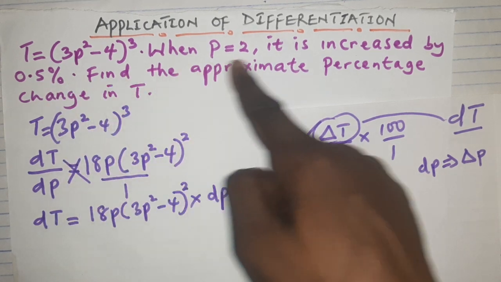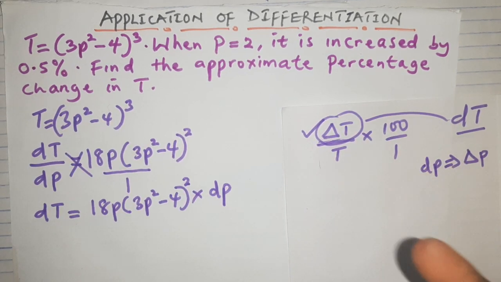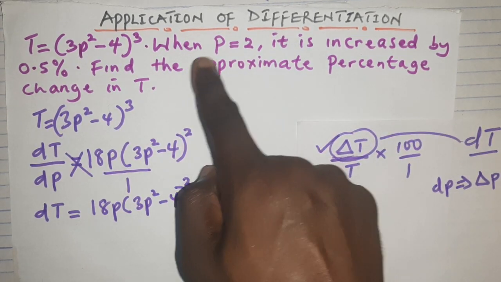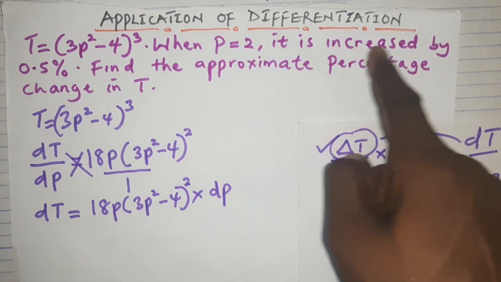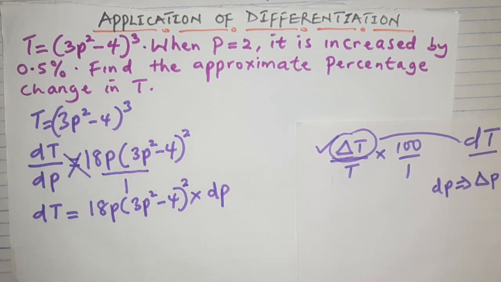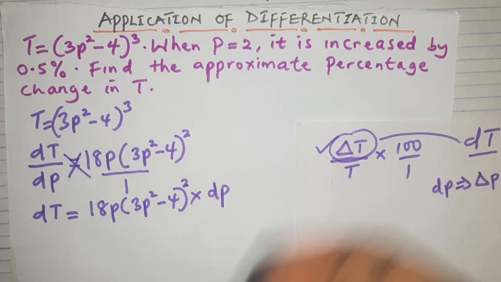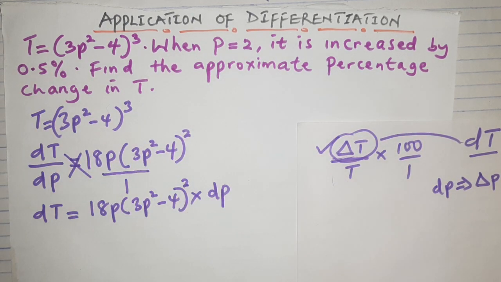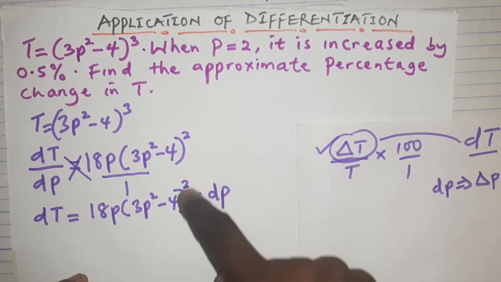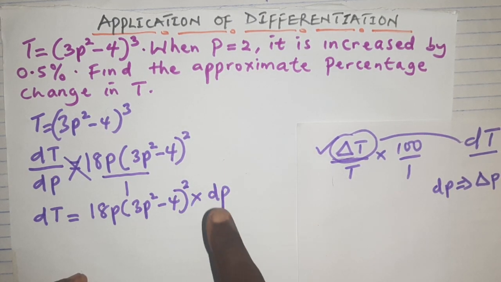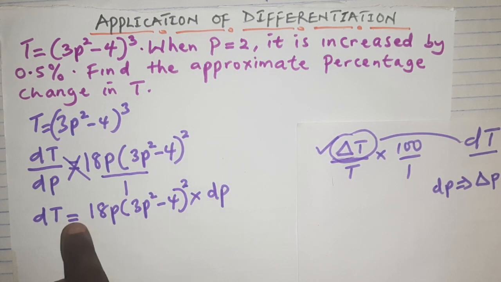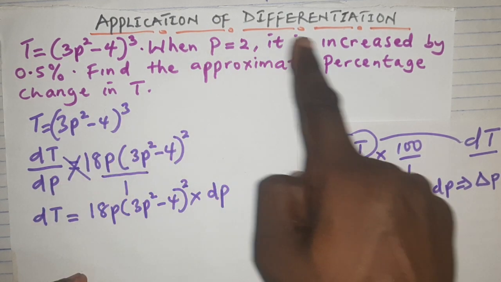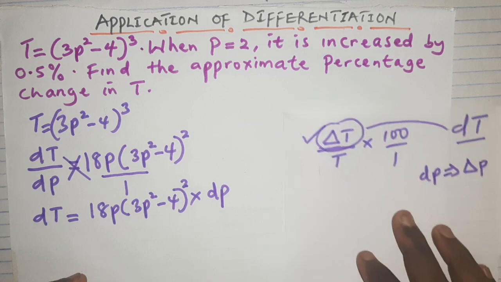But the question does not even give us any value for dp. It just says when p equals 2, it is increased by 0.5%. Okay, so the percentage change in p is 0.5%. I think that will give us a clue on how to get our dp, because this is the only stumbling block here now. If I can get this one, I'll just fix it and evaluate this, and finally I'll get my dt. And when I get my dt, I'm fixing it here for change in t.